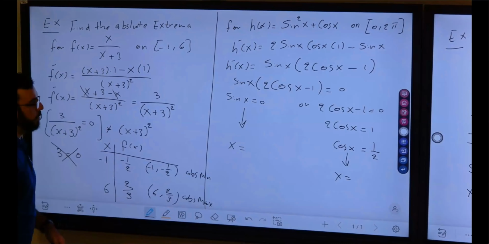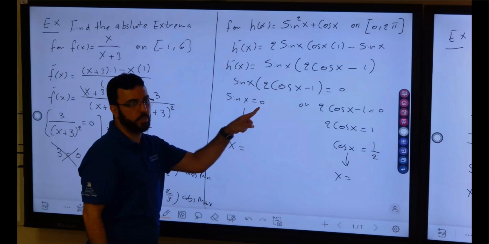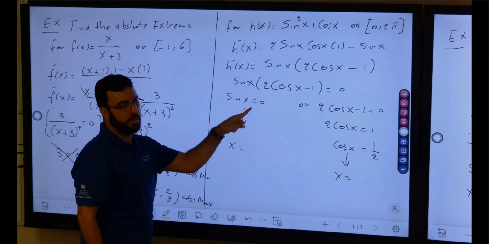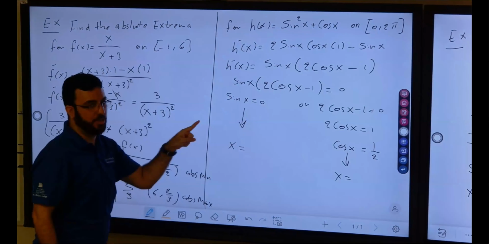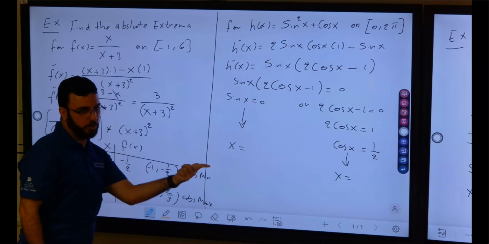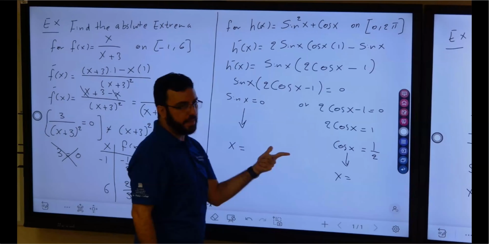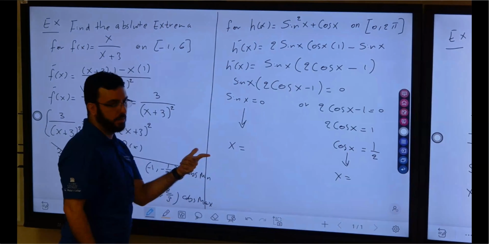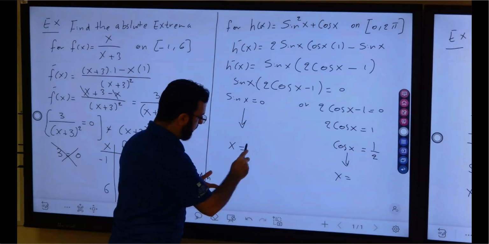Now tell me, which angle are you going to plug in here to get sine x equals 0? But be careful, between 0 and 2 pi. We have 0, we have 2 pi, but I'm not going to write those down because they are the endpoints. Where's the other angle where sine x is 0? Pi. Okay, here's pi.